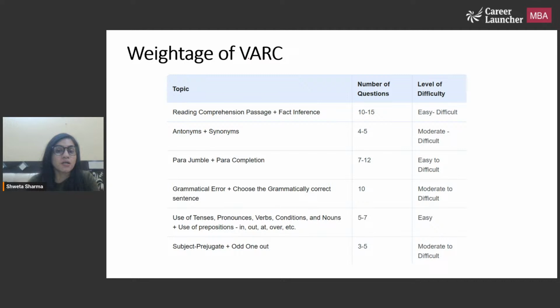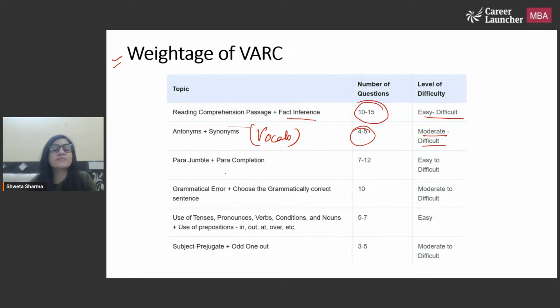Okay. When we look at the weightage of VARC, guys, reading comprehension, passages, and fact inference judgment questions might take 10 to 15 questions. And the level of questions might be easy to difficult. So we'll be looking at both sorts of questions. Antonyms, synonyms, specifically when it comes to vocab, we do have close to 4 to 5 questions, and the level of question is also moderate to difficult, not very easy questions. So that means when it comes to root words, we'll have to focus a little more.